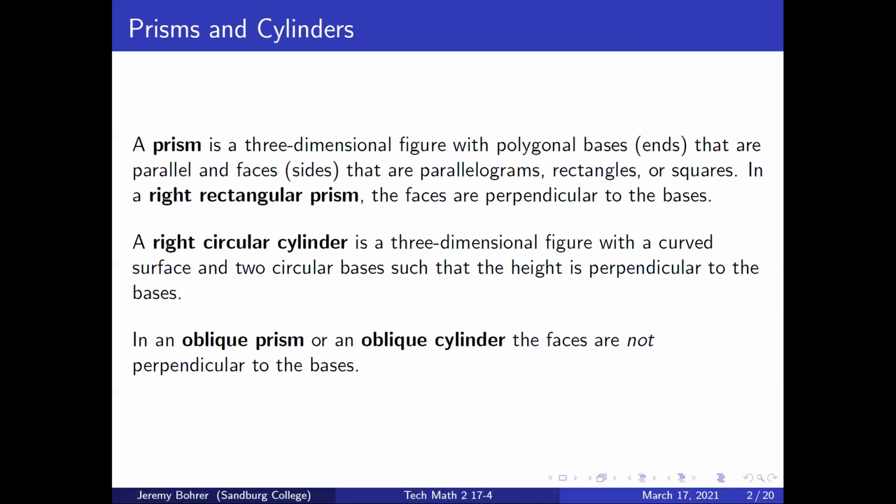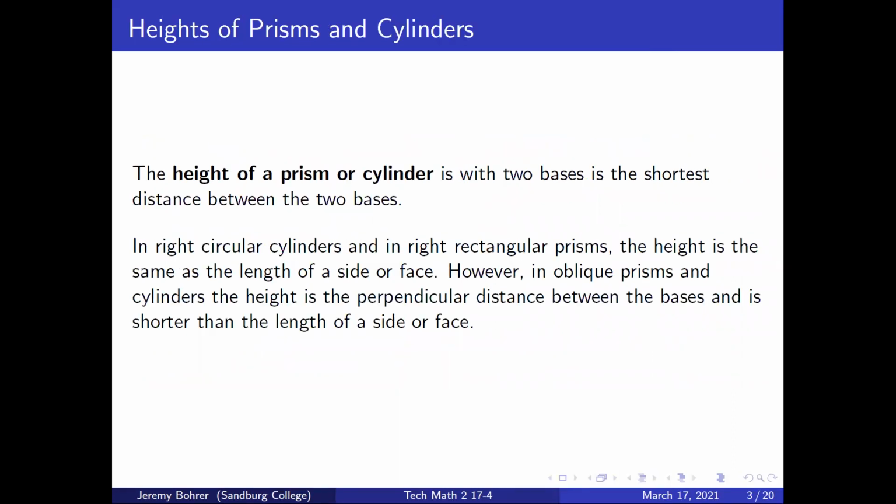In an oblique prism or an oblique cylinder, the faces are not perpendicular to the bases. The height of a prism or cylinder with two bases is the shortest distance between the two bases. In right circular cylinders and in right rectangular prisms, the height is the same as the length of a side or face. However, in oblique prisms and cylinders, the height is the perpendicular distance between the bases and is shorter than the length of a side or face.